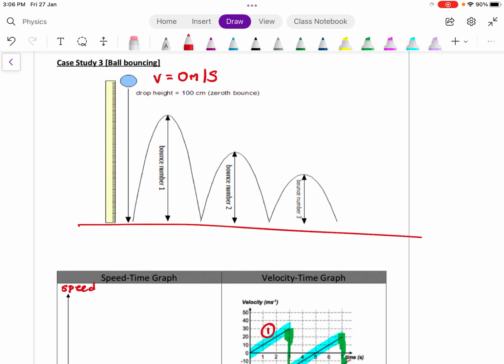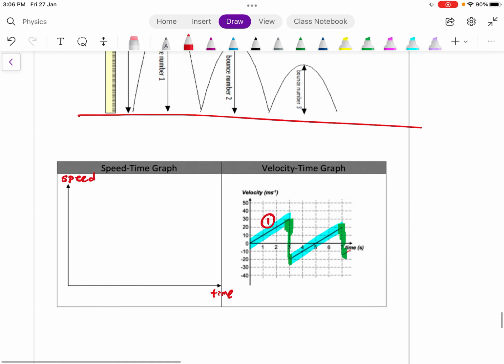At the start, you have a velocity of 0 meters per second. Then at 1 second, your velocity is 10 meters per second. At 2 seconds, 20. And last but not least, just before you hit the ground, your velocity is 30 meters per second. So at 3 seconds, you hit the ground.